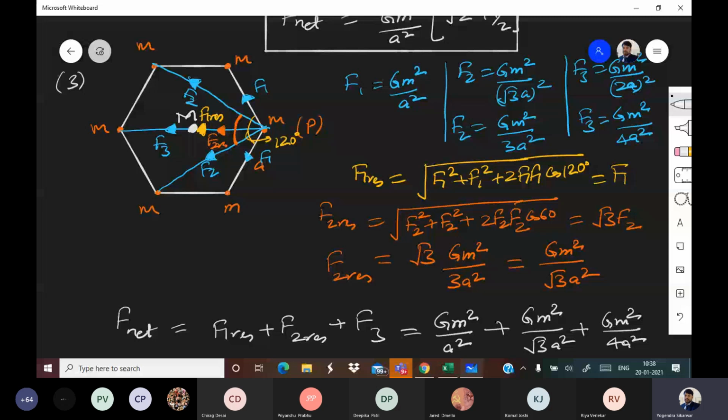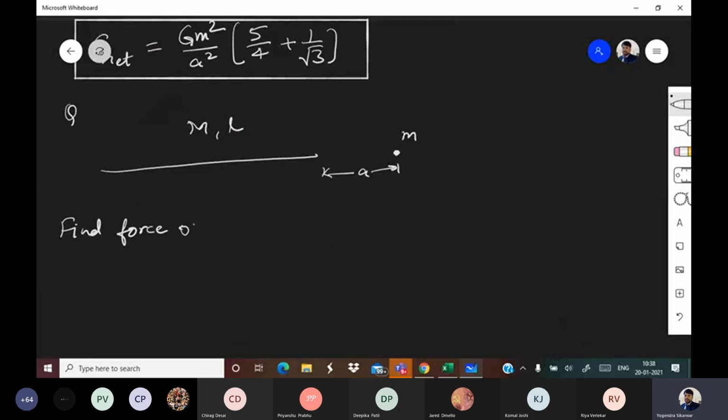Let us move further. Next question. This is a rod of mass capital M and length L, and this is a point mass m. This distance is A. Please find the force on small m due to capital M.